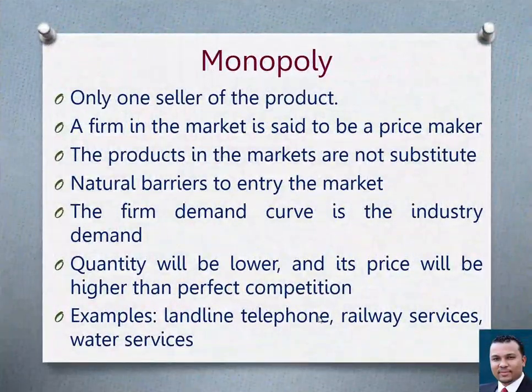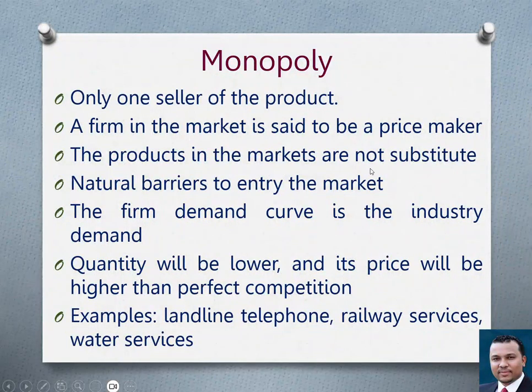The second extreme case, monopoly market. Monopoly market is the opposite of perfect competition. In case of monopoly market, we talk about only one producer, only one seller, or only one provider of the service. As a response for this fact, one seller controls the price. So we describe the firm in case of monopoly as a price maker. The products in the market are not substitutes.